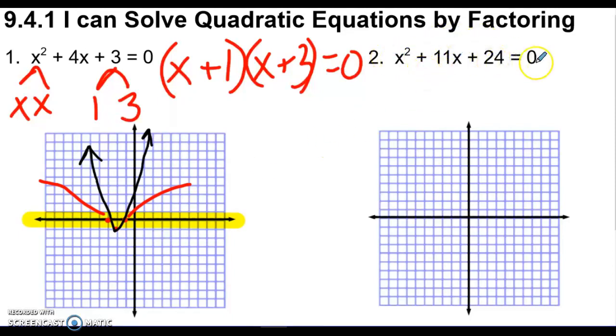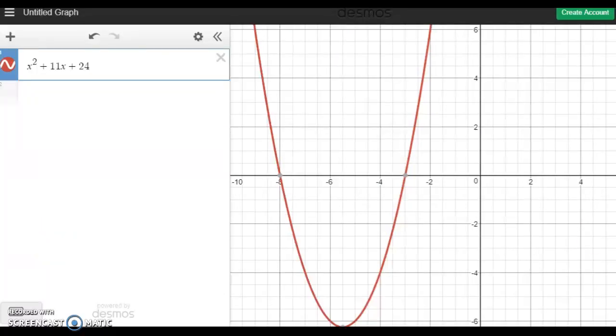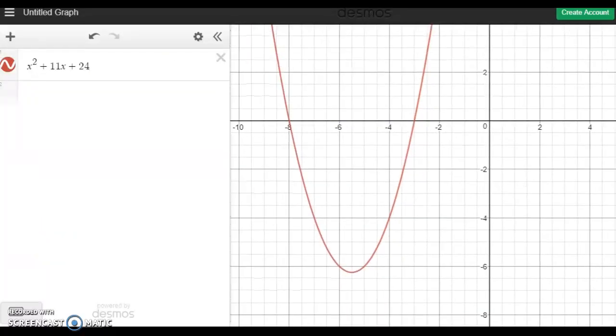Now, come over to this one, number 2. I'd like you to pause the video, go over and graph x squared plus 11x plus 24. So here I am, I have graphed it, and I want you to find just 3 nice points. So find the vertex for me. So the vertex, ooh, that's gross, -5.5 and -6 1/4.